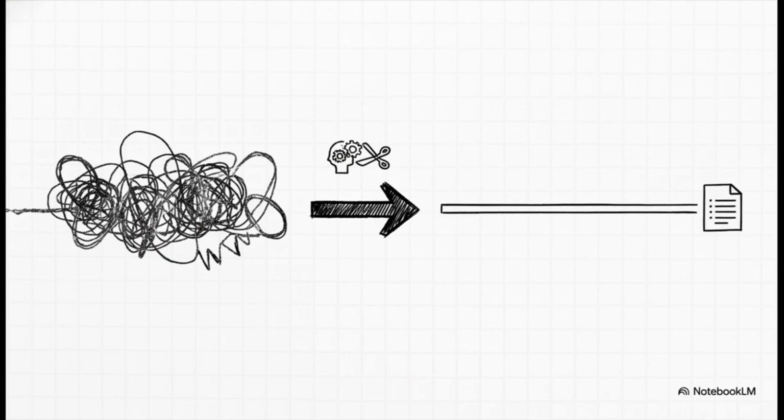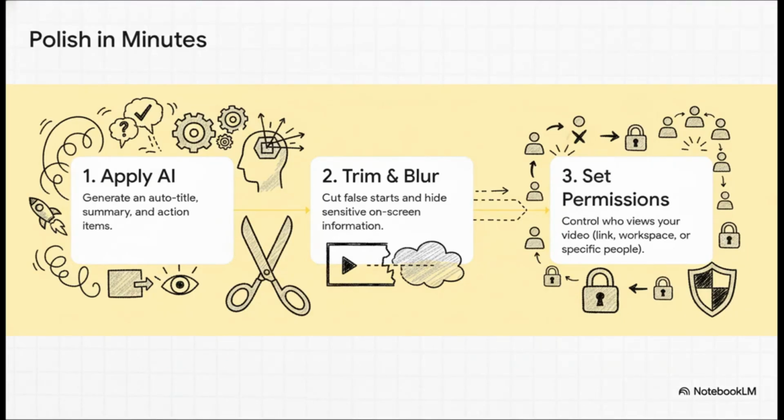Okay, our third workflow is all about the polish. This is how you take that quick, off-the-cuff recording and, in just a couple of minutes, make it look professional enough to share with absolutely anyone, using Loom's built-in AI and editing tools. So once your video is recorded, you can literally click one button and have AI generate a title and a bulleted summary.